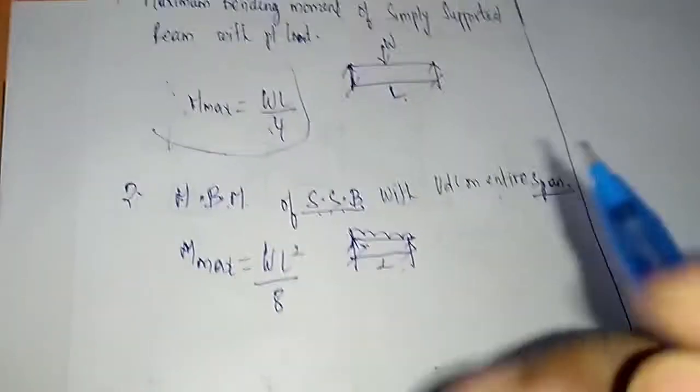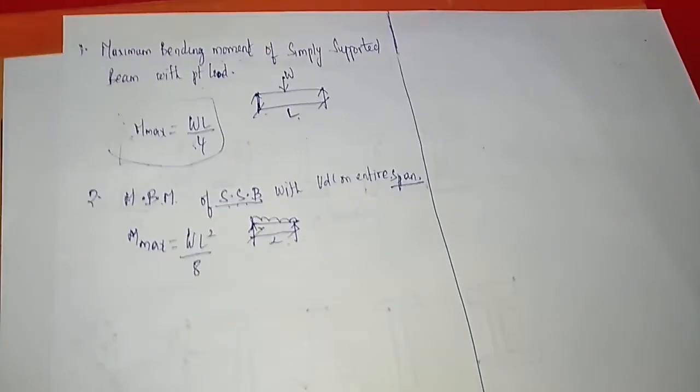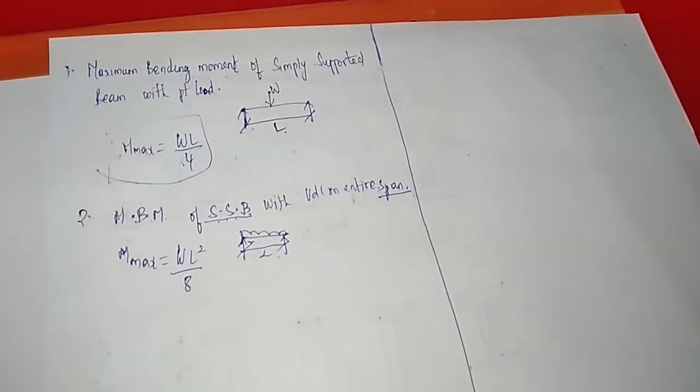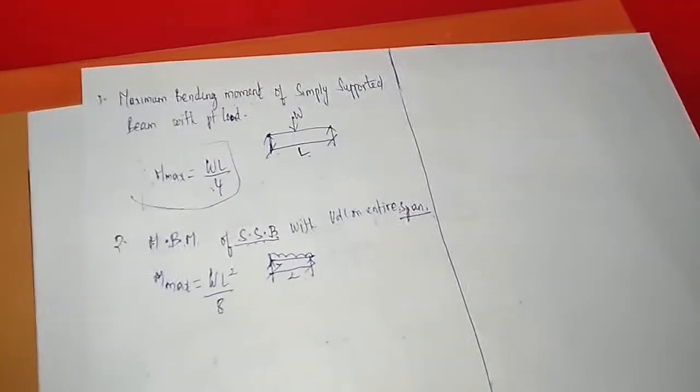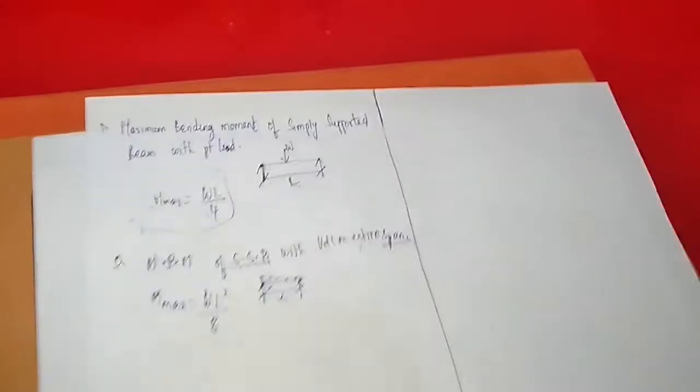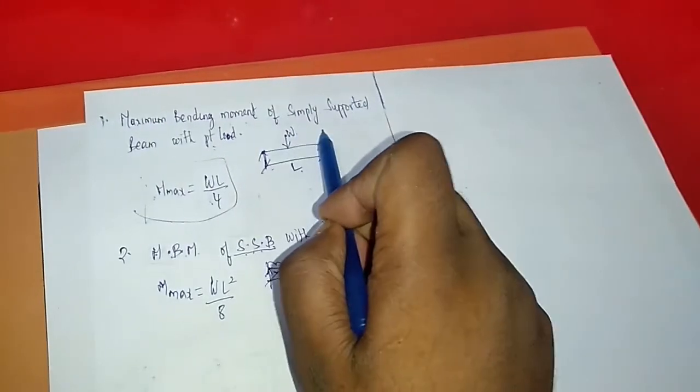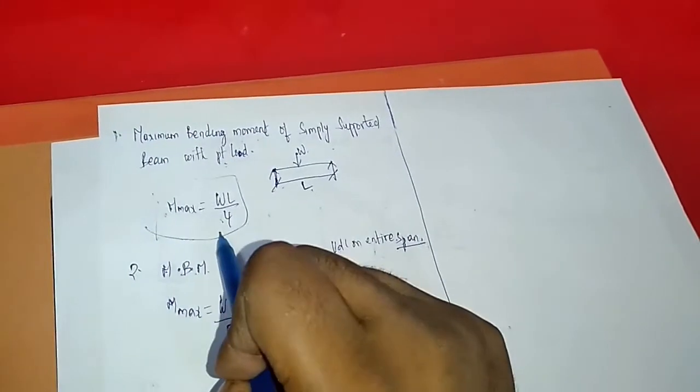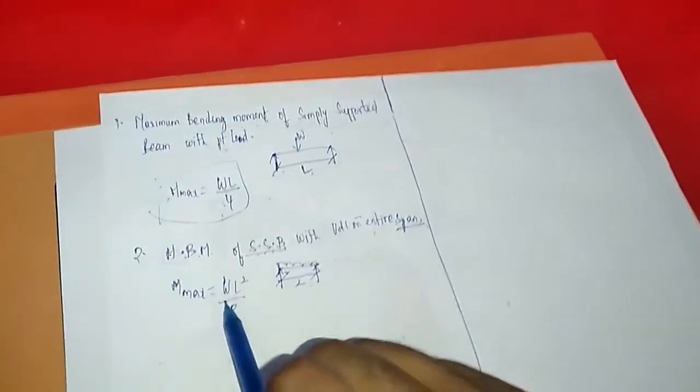Don't forget this. This is very important. This may come, it will come in your higher studies and next year also. So very simple. If it is a point load on a simply supported beam, it is WL by 4. If it is a UDL, it means WL square by 8.